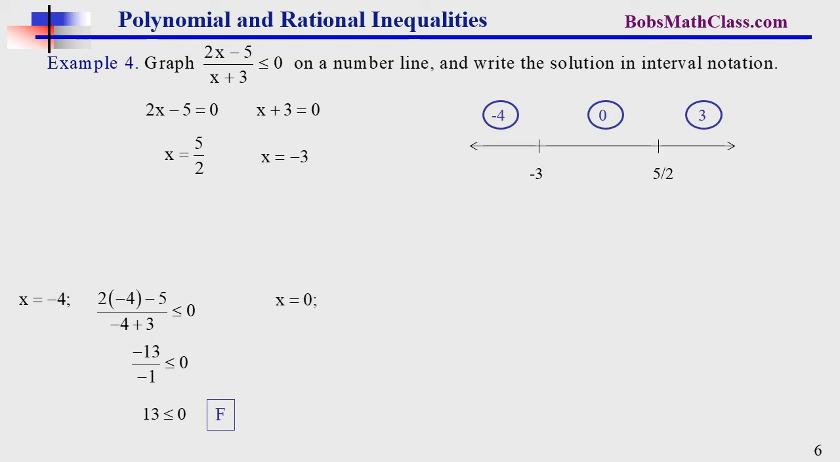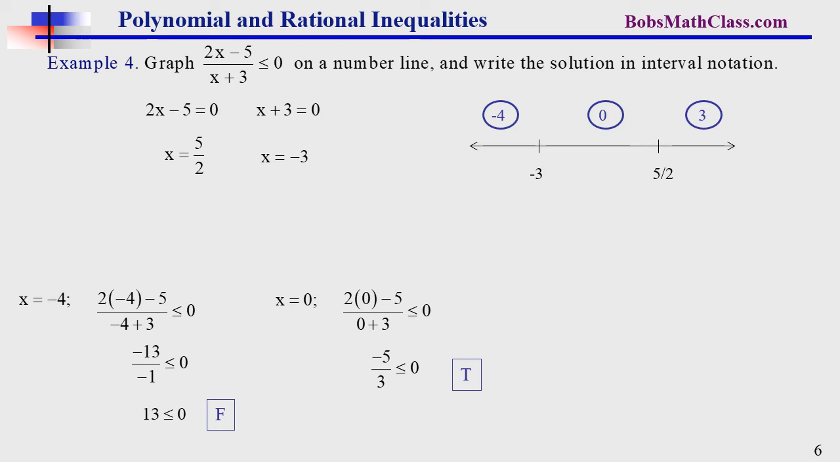All right, let's do the next one. Let's plug in 0. Again, replace each x with 0. So 2 times 0 minus 5 over 0 plus 3. 2 times 0 is 0, and 0 minus 5 is -5. So we got -5 on top and 3 on the bottom. It's a negative number. Less than 0? Yeah, it's less than 0. True.